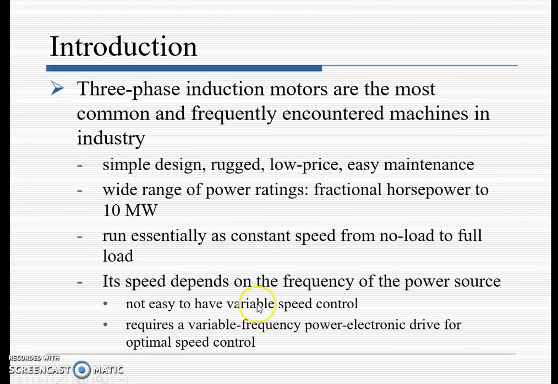Its speed depends on the frequency of the power source. It's not easy to have variable speed control. It requires a variable frequency power electronic drive for optimal speed control.